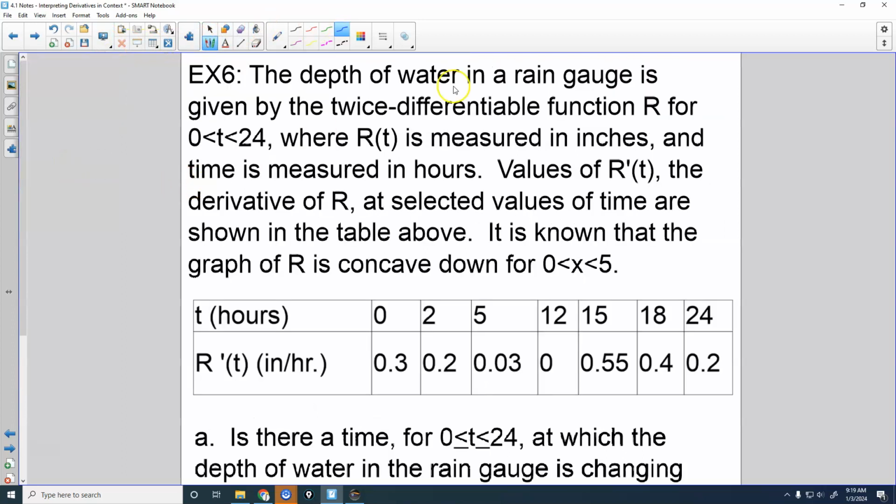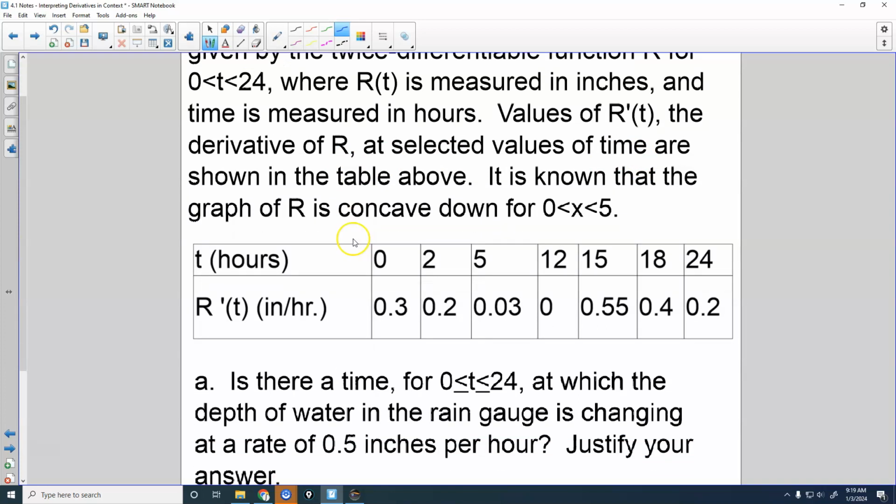All right. So depth of water in a rain gauge is given by the twice differentiable function R for 0 less than t less than 25. R is measured in inches and t is measured in hours. Values of R prime of t, the derivative of R at selected values of time, are shown in the table above. It is known that the graph of R is concave down from 0 to 5.